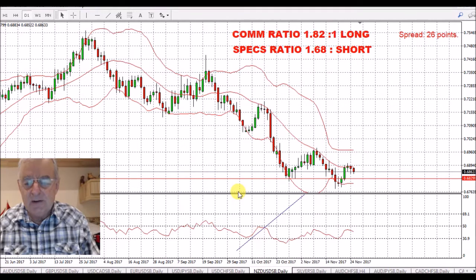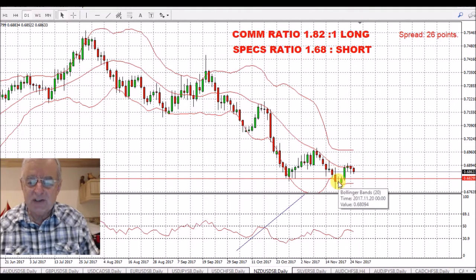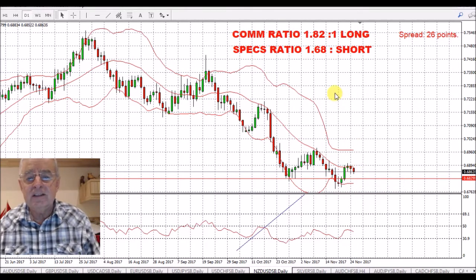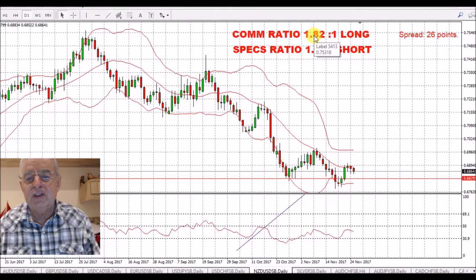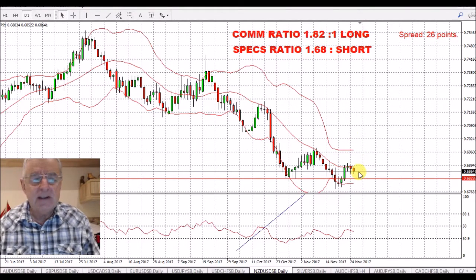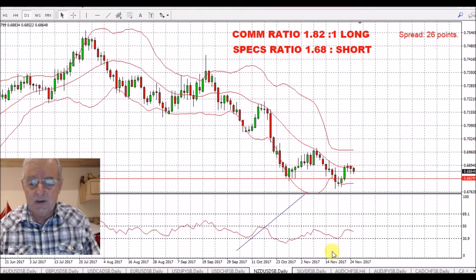New Zealand dollar, US dollar. I was expecting maybe a little bit more strength in this, so I think I'm going to watch it for a few days, see where it goes. There's no clear picture from the commercials at the moment. We've got a long ratio of 1.82 to 1, but fundamentally I see the dollar as a lot stronger than the New Zealand dollar, so I'm out of this at the moment, and we'll just watch it and see where it goes.